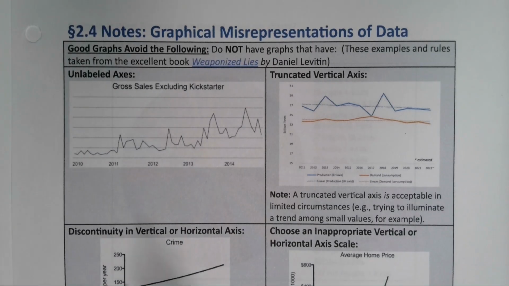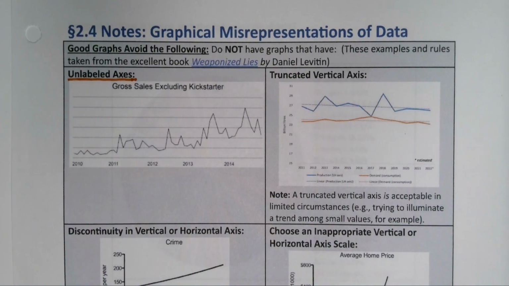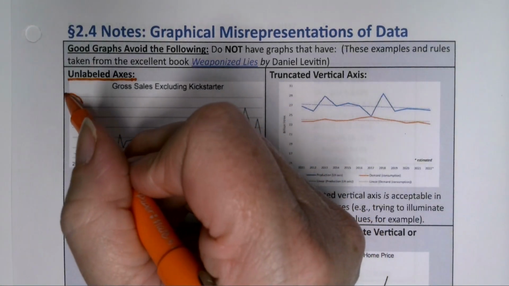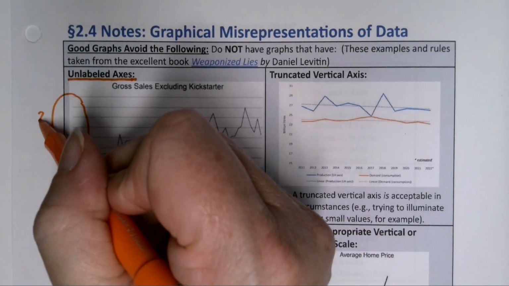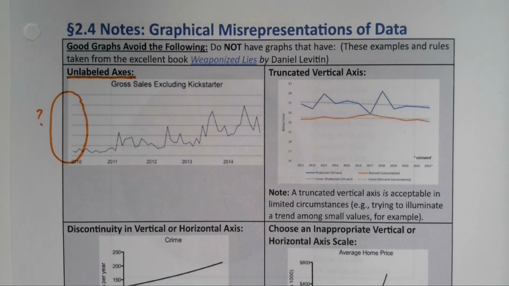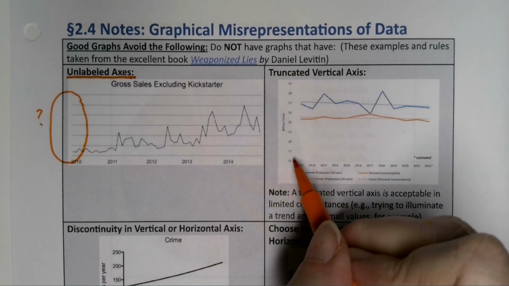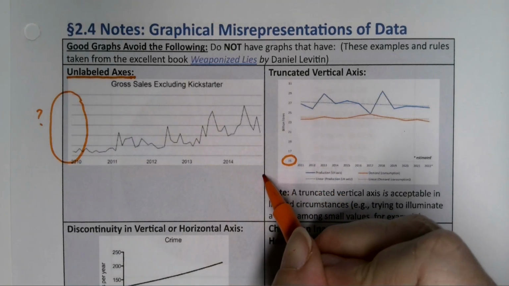Well, some of the classic problems are not labeling your axes. You have axes, but you don't label them. For example, what the heck are the axes over here? What do each of these lines represent? Who knows? We have no idea. Or they can truncate the vertical axis. So you can see it's not starting at 0 the way it should.